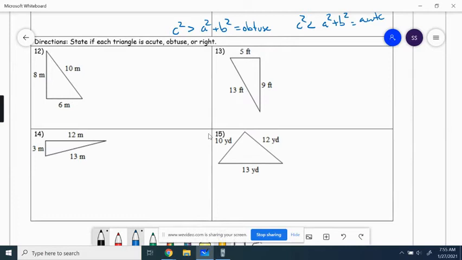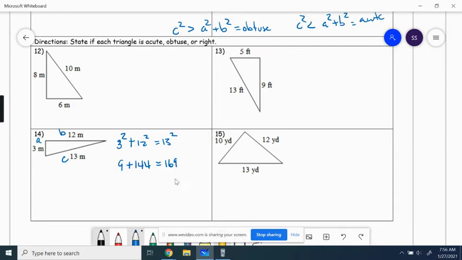Again, the longest side has to be the c term, so the others don't matter. We'll do a and b. So a squared, we'll do 3 squared plus 12 squared is equal to 13 squared. And we'll square them out. We get 9 plus 144 is equal to 169.